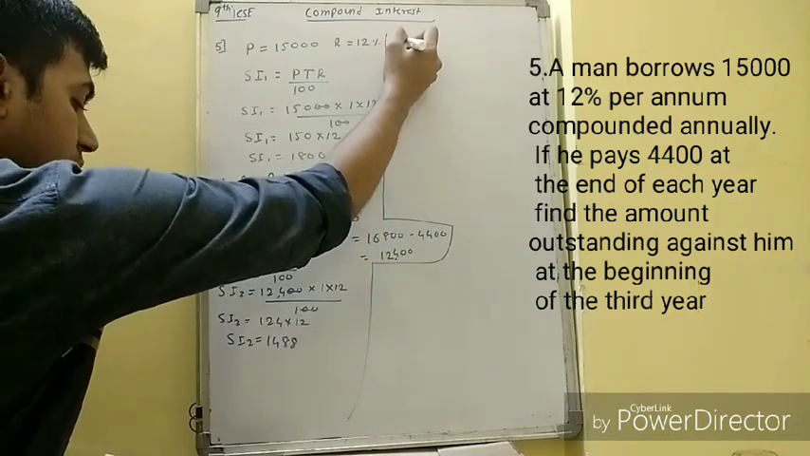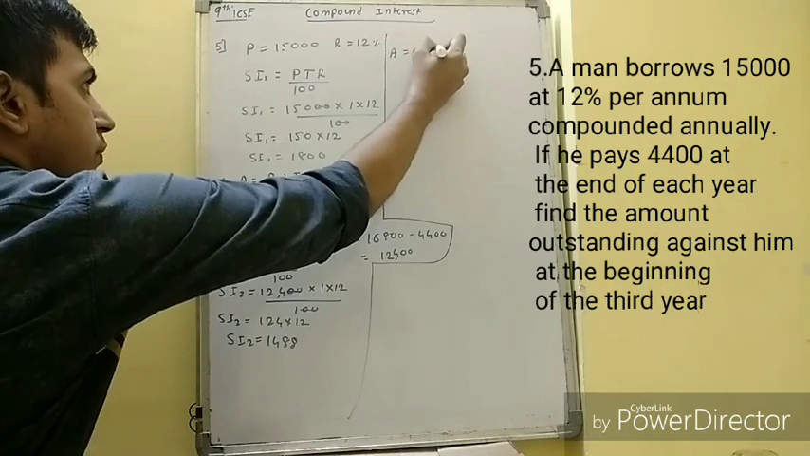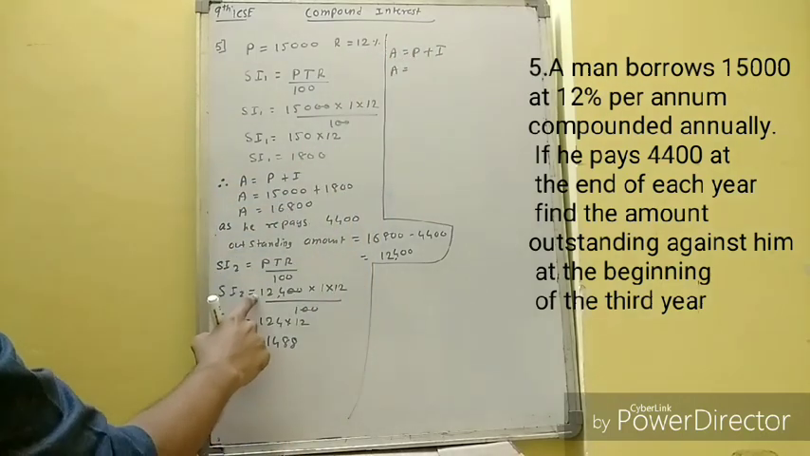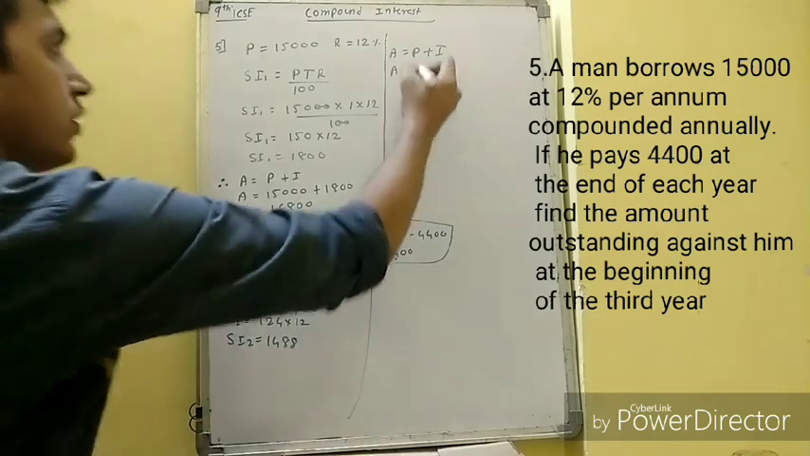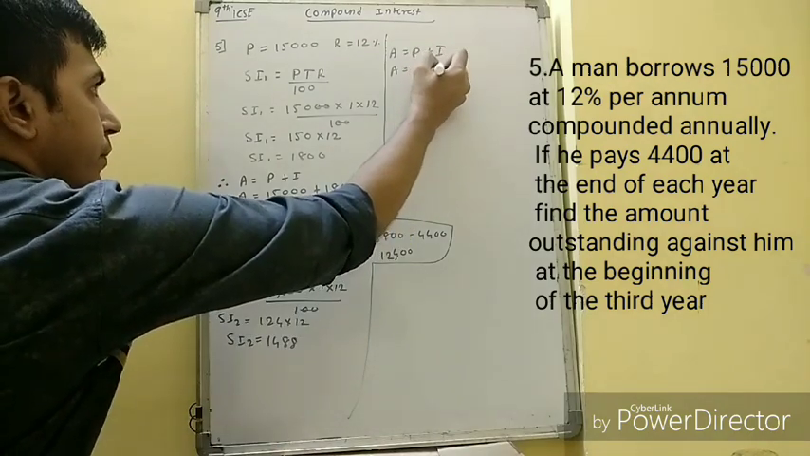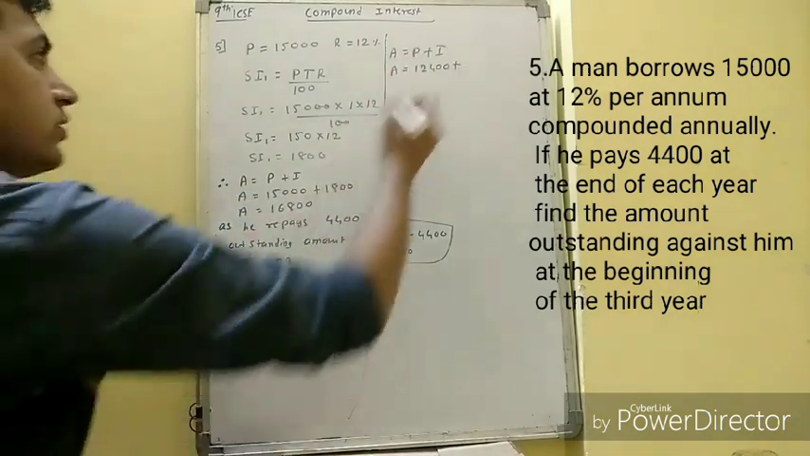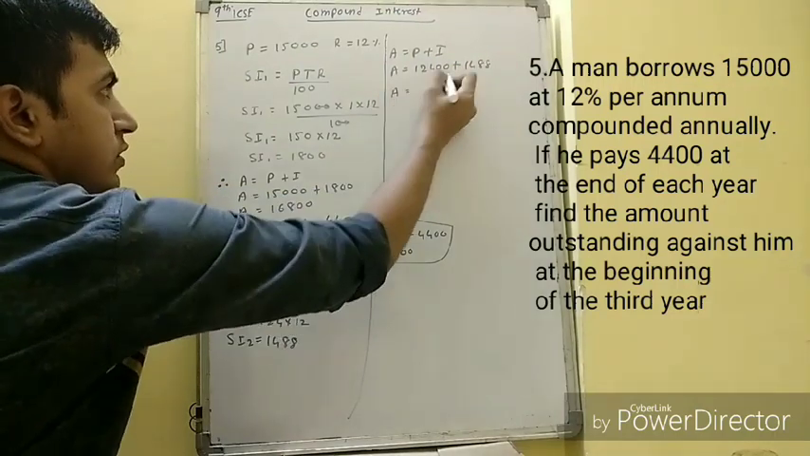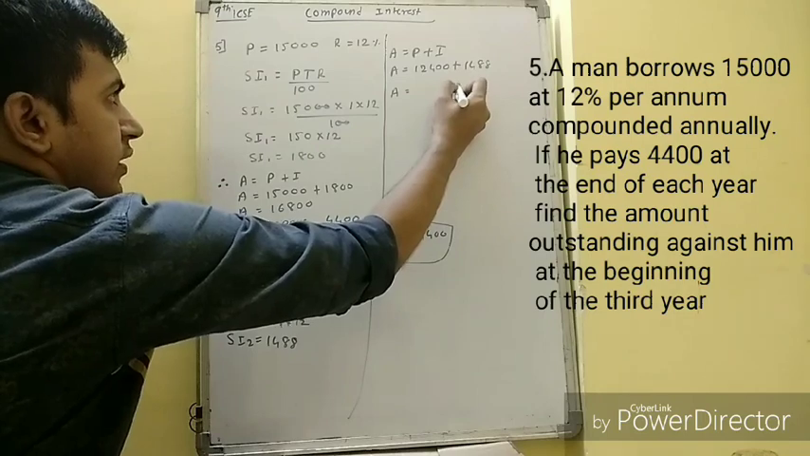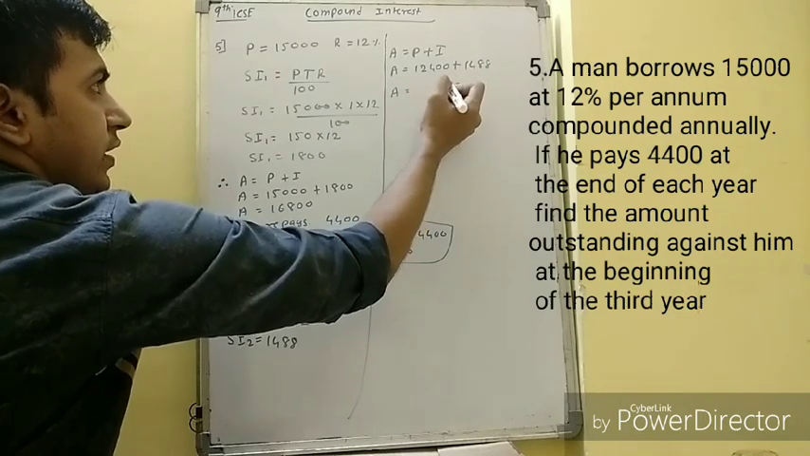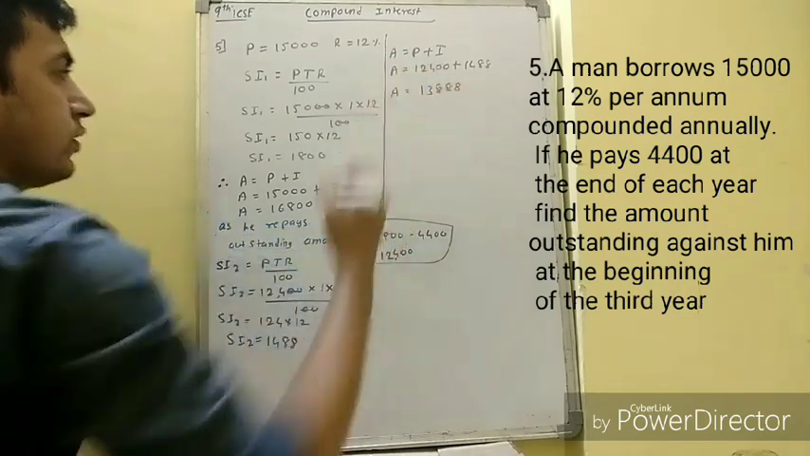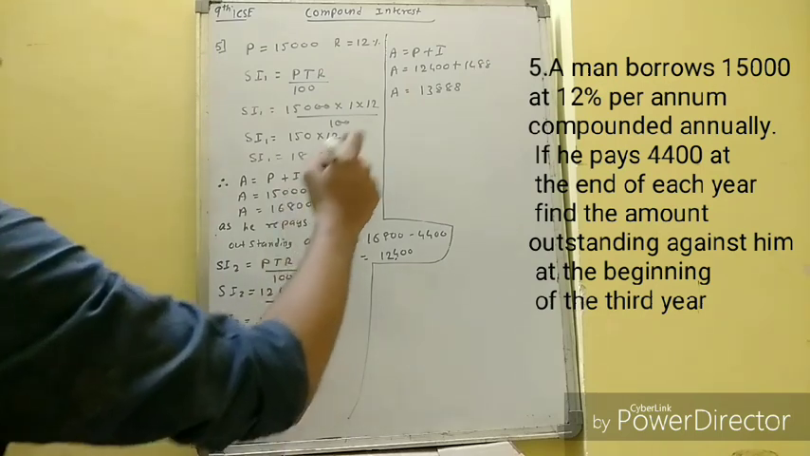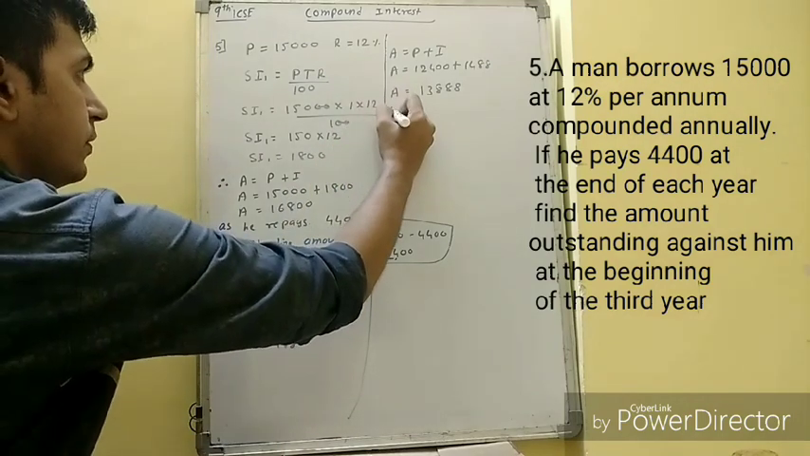Okay, so the amount will be, we'll just erase this part. Therefore amount is equal to principal plus interest. What was the principal when we calculated this? 12,400 plus what is the interest? 1488. So the amount is 13,888, out of which he repays 4,400 at the end of each year.